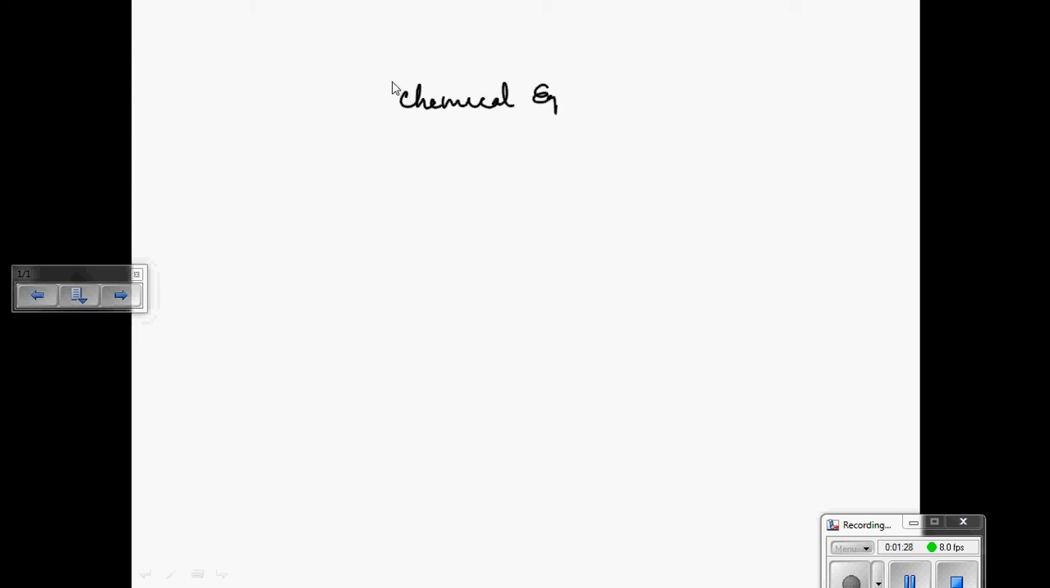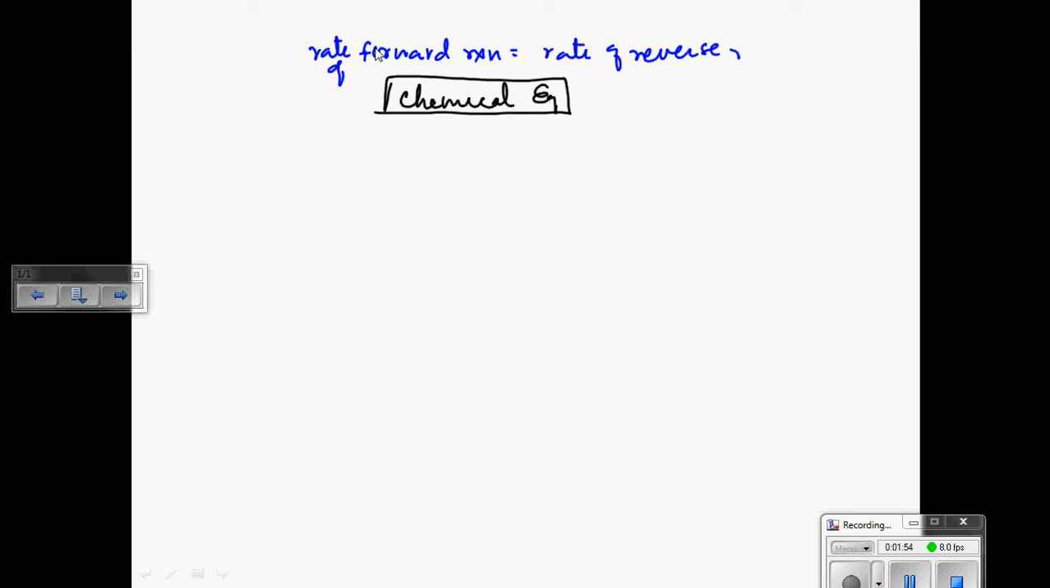Chemical equilibrium means a reversible situation where the rate of forward reaction has become equal to the rate of reverse reaction. So basically, what is chemical equilibrium? When the rate of forward reaction becomes equal to the rate of reverse reaction.